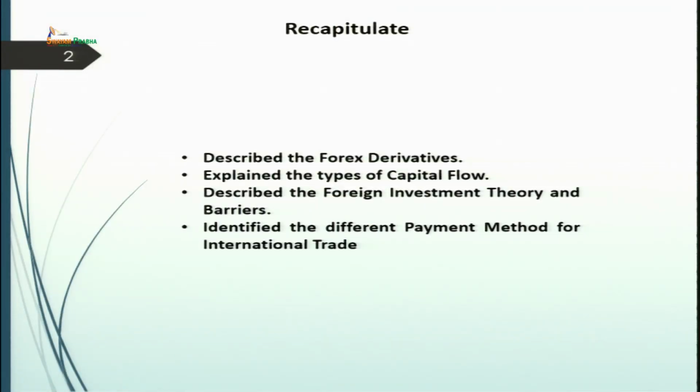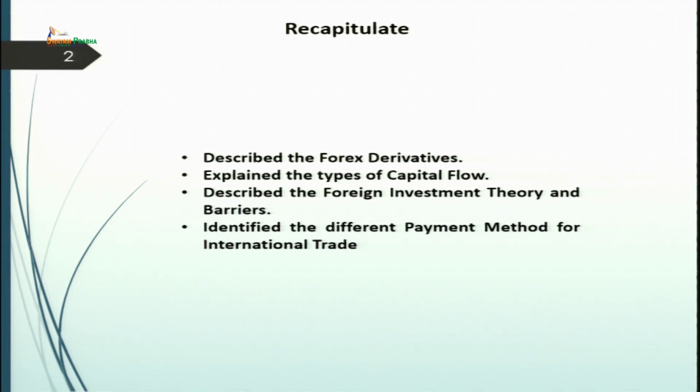In our previous lecture, we talked about certain forex derivatives like swap, future, forward, and options, and we also tried to see how these different forex derivatives can be made use of in order to deal in the foreign exchange market. And we also got to know how you can minimize the risk, and what different management skills you need to make use of in order to minimize the risk of foreign exchange.